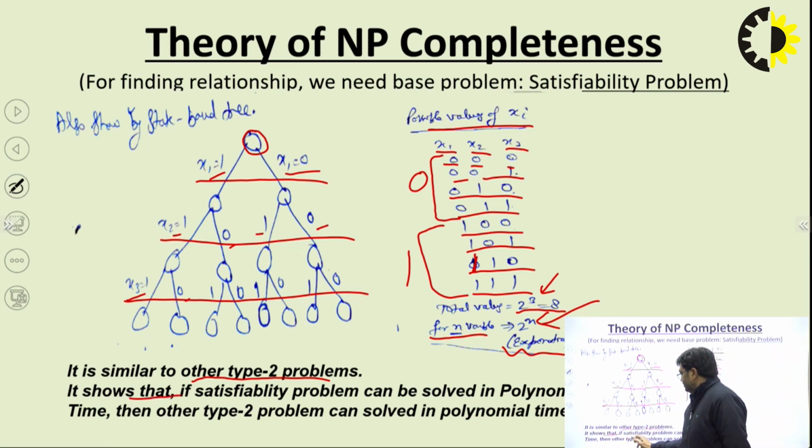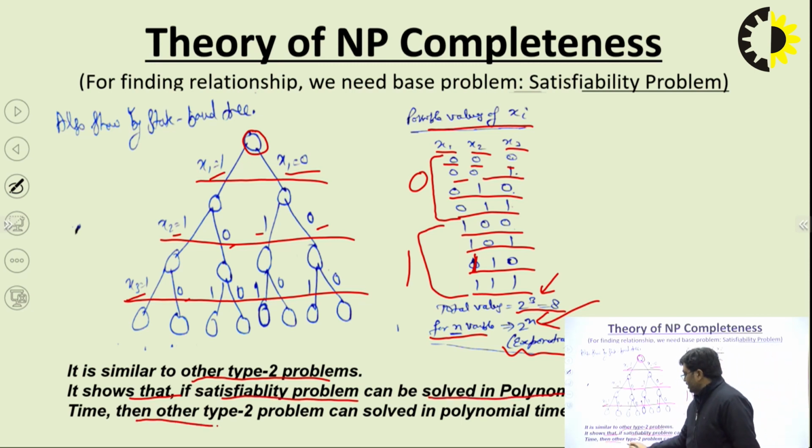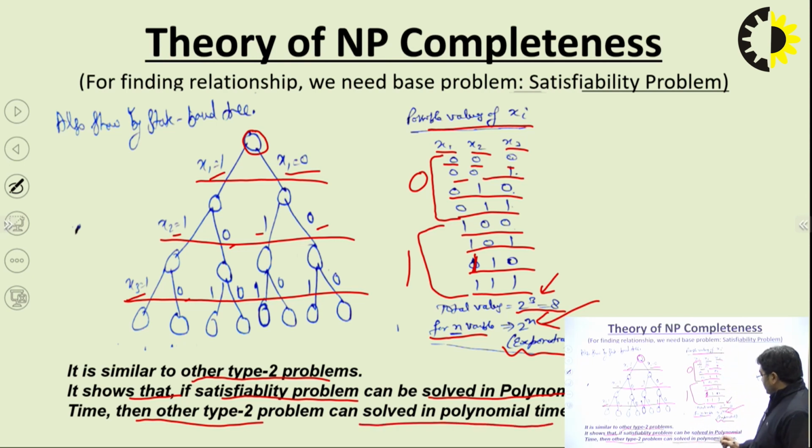It shows that if the satisfiability problem can be solved in polynomial time, other type 2 problems can be solved in polynomial time. Means satisfiability problem is similar to other problems, from this state based tree and 2 raised to power n complexity. And if we can solve satisfiability problem in polynomial time, then we can say that the other type 2 problems can be solved in polynomial time. Means we are trying to find some relationship between satisfiability problem and other type 2 problems.